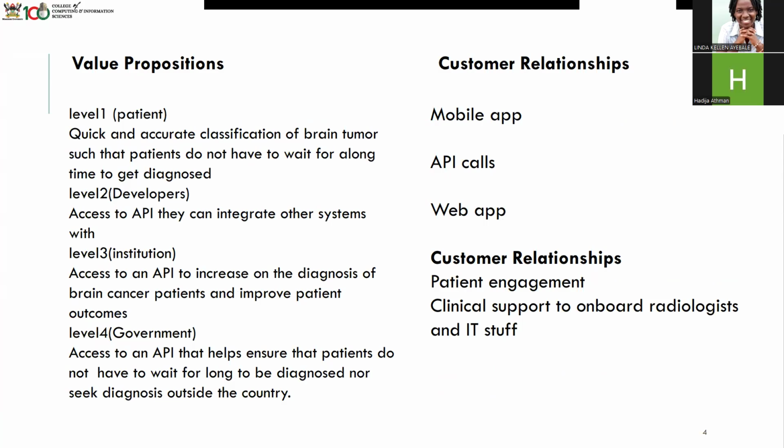Then the value propositions is that we have the patient at the lowest level, and for this, we provide to them a product that classifies a brain tumor and diagnoses it. And then you have developers who are able to access our API and integrate it in their systems. We have different institutions like hospitals or schools that are able to access our API to increase on the diagnosis of brain cancer and improve patient outcomes, and also high institutions that can use it for research. We also have the government that can access our API and help ensure that patients don't have to wait for long to be diagnosed of cancer or anything.